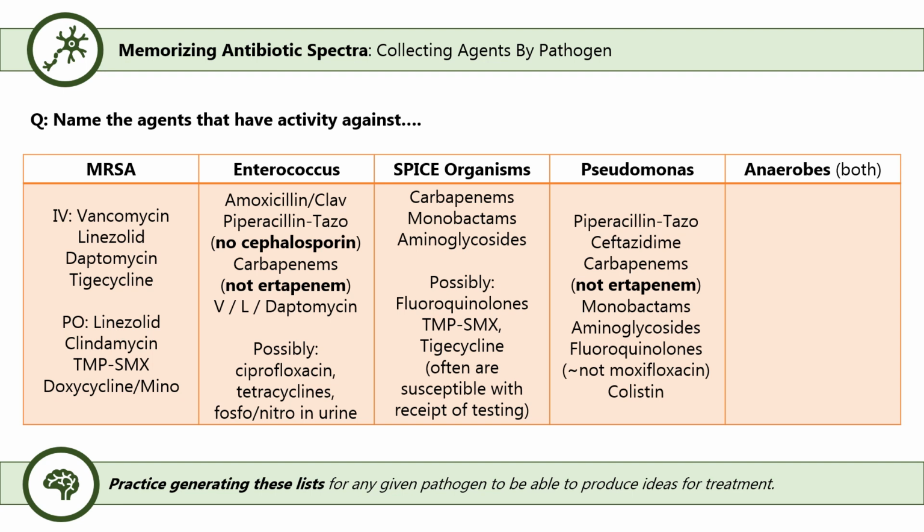Lastly, for anaerobes, we have oral anaerobic coverage with natural penicillin and amoxicillin, but good broad oral and enteric coverage with amoxiclav, piperacillin tazobactam, carbapenems, metronidazole, and tigecycline. Being able to generate these lists takes practice. The more practice you have, the better you will be at generating antibiotic options, especially once you have more than one pathogen at play.